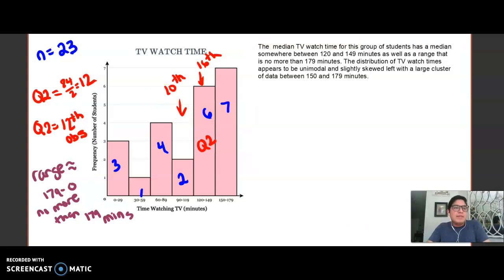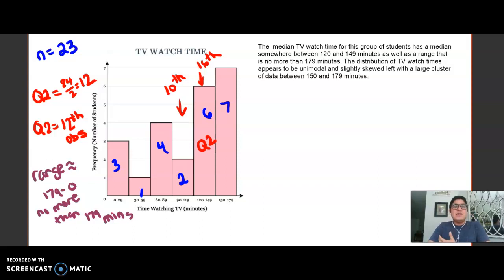So now I'm going to just self-check here. Did I give context? Yep, I said TV watch time. Did I talk about a center? Yep, I said a median between 120 and 149. Did I talk about anything unusual? Well, I didn't see any gaps or outliers, but I did see a large cluster of data there at 150 to 179. Did I mention the shape? I did say that it appears unimodal and slightly skewed left. And did I talk about the spread? Yes, I said I have a range of no more than. So there's all the wiggle room you need there.